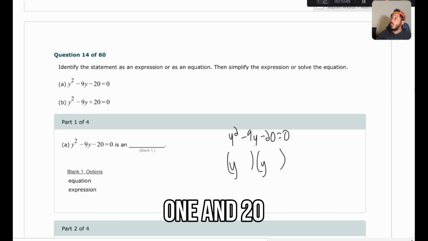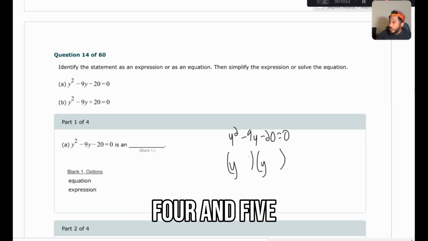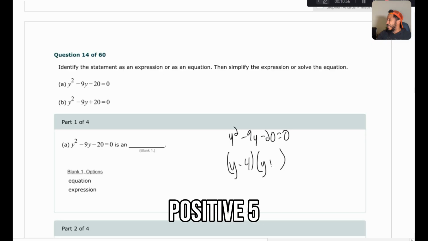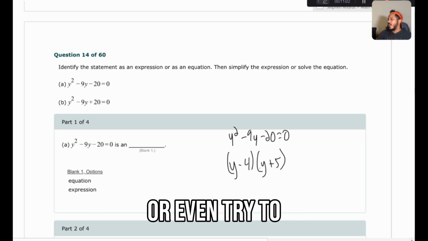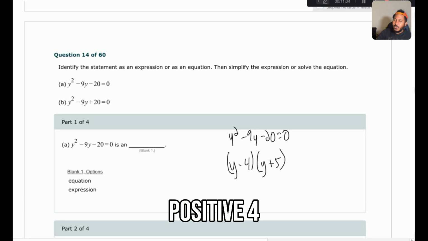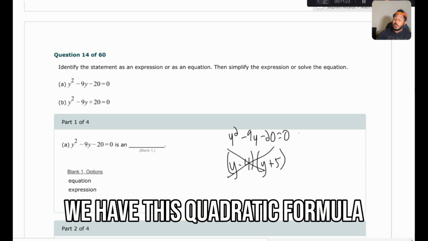So let's say 1 and 20, 2 and 10, 4 and 5. Those are our only options, right? So if I put 4 and 5, we'd have to put negative 4 and positive 5. That doesn't really work, right? Because it gives me negative 20, but doesn't give me negative 9. Or even try negative 5 and positive 4. Neither one of those works. And so this actually doesn't factor. It's not factorable. So instead, we have this quadratic formula, right?